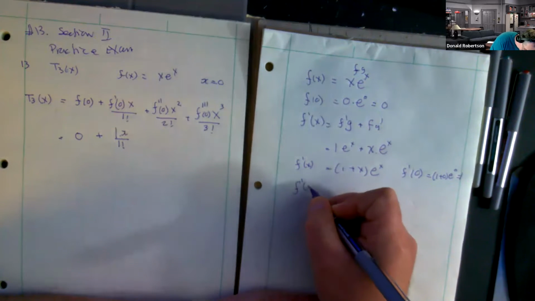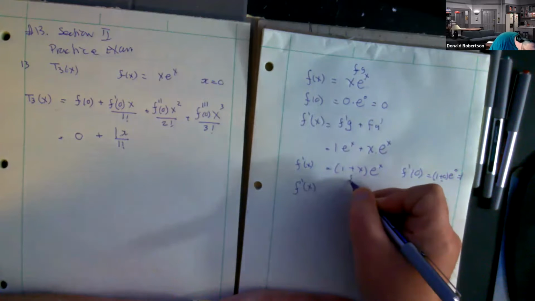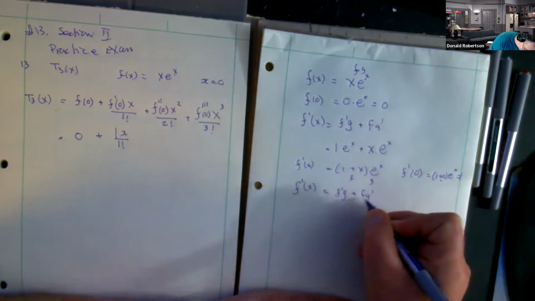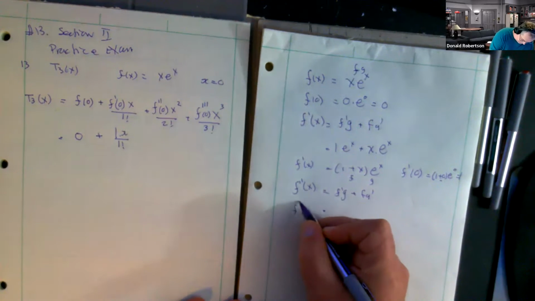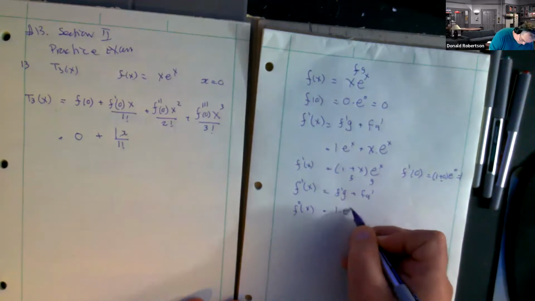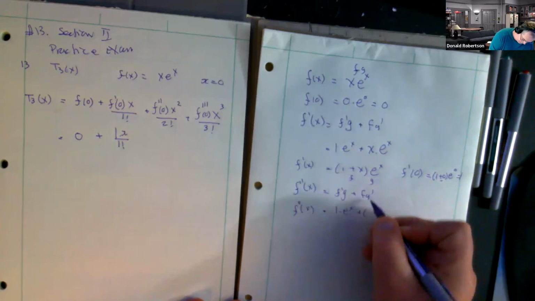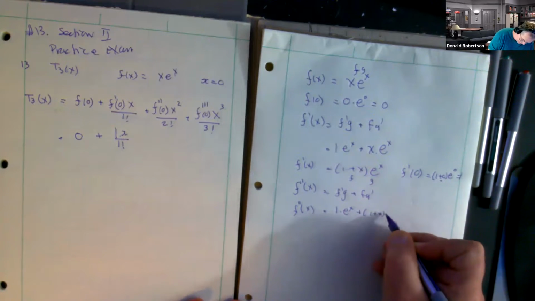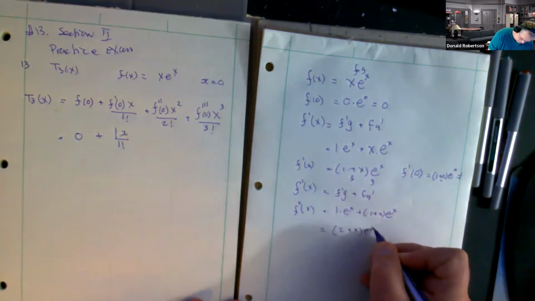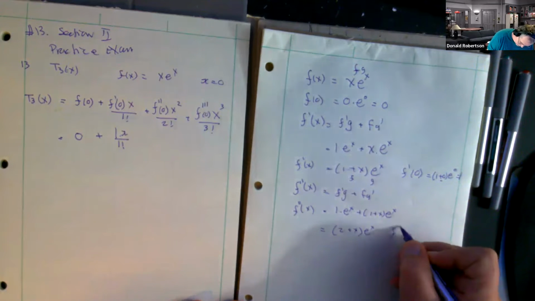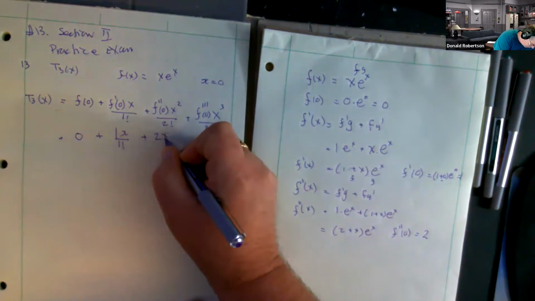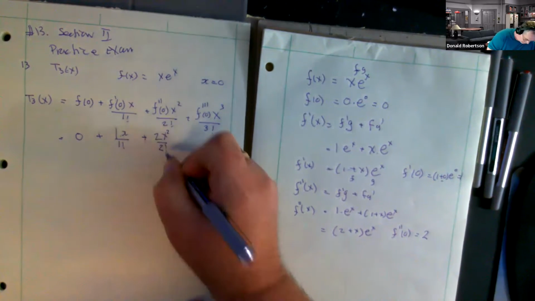And then I can now do a second derivative using yet another product rule. Differentiate that, you get 1, leave that alone, plus leave f alone, differentiate e to the x. That eventually gets you that. Now you can find the second derivative at 0, which ends up being 2. So this guy's going to be 2x squared over 2 factorial.